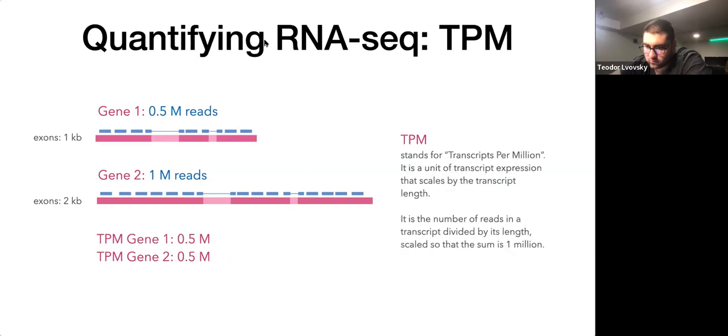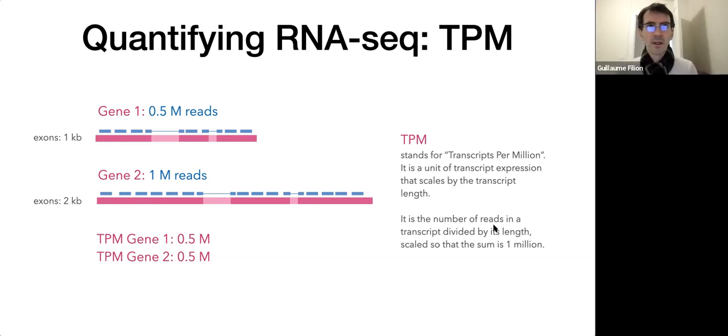So this is why people came up with the other score, which is called TPM. That's much more popular at the moment. TPM stands for transcripts per million. It is a unit of transcript expression that scales by the transcript length. So it's the same as the RPKM. It is the number of reads in a transcript divided by its length, scaled so that the sum is 1 million. So here, if you don't understand what that means, it's okay. I don't understand it either when I read it. I just put it there for reference.